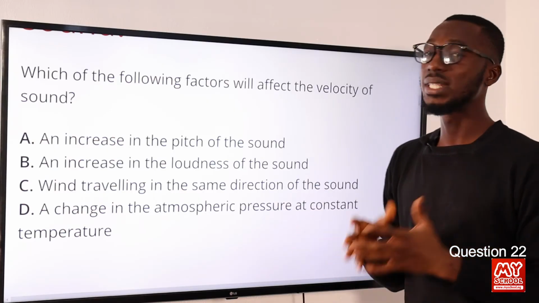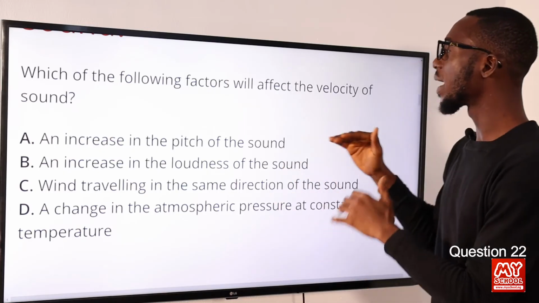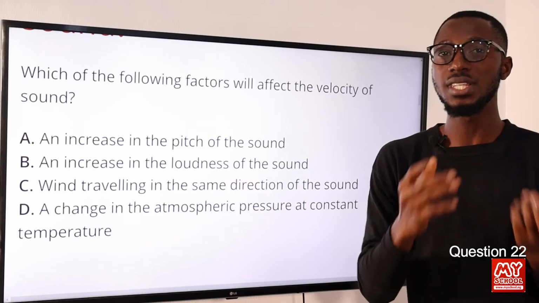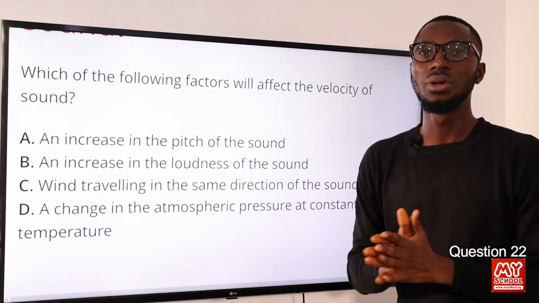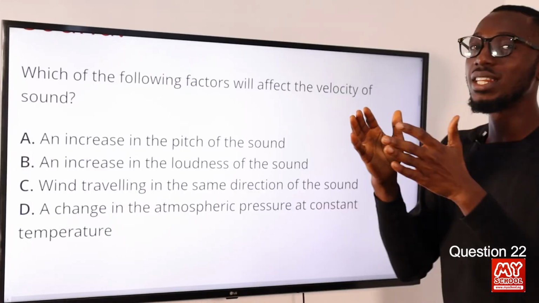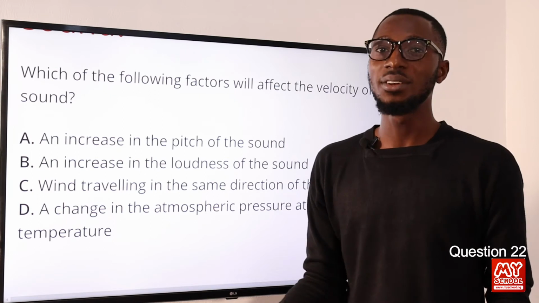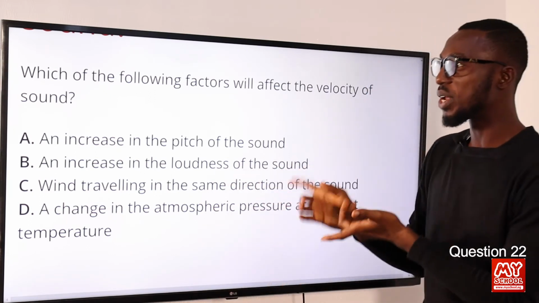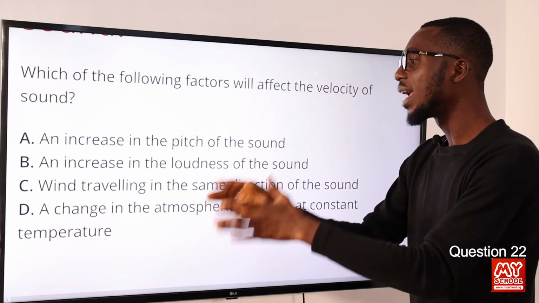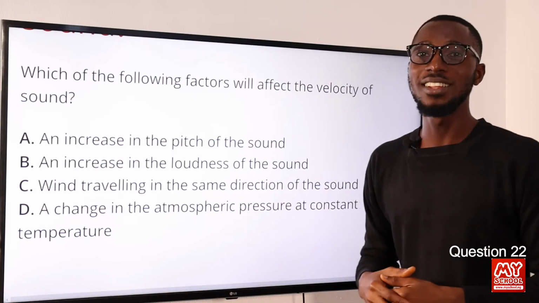We talk about temperature too. When you notice the increase in temperature, you will see the effect on the velocity, or to simply put, the speed of sound. Then another thing we can consider is wind. If the sound is traveling in the same direction as the wind, it's going to cause an increase. So if you look through the options, we have wind traveling in the same direction of the sound. Option C is the correct option.